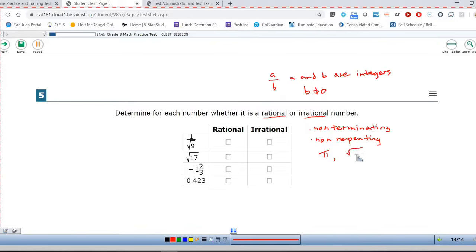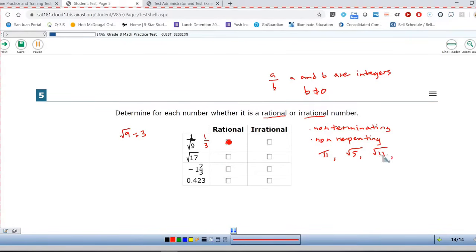The square root of 5 or any square root of any number that's not a perfect square, square root of 11, things like that. Those are common irrational numbers. So let's take a look at what we have. The first one, 1 over the square root of 9. Well, we were talking just a little while ago about square roots. The square root of 9 is 3. So when we simplify 1 over the square root of 9, we get 1 over 3, which according to our definition is rational.